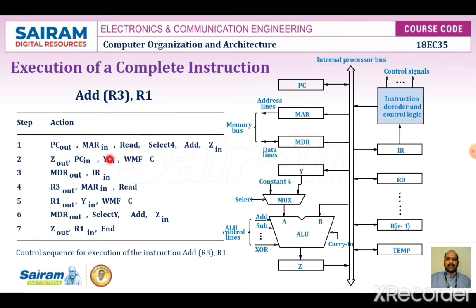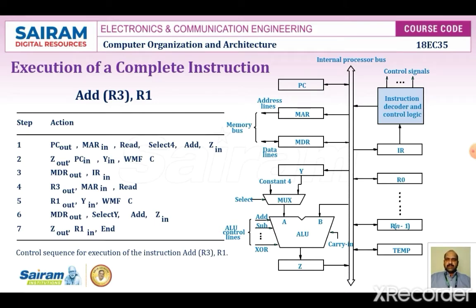Then it takes another input in Y. After the program counter is updated, it takes the control signal and loads another data into the Y register. After this, the processor waits for the memory function complete signal, WMFC. So it waits for the memory function complete. That is the second step, and we move on to the third step.